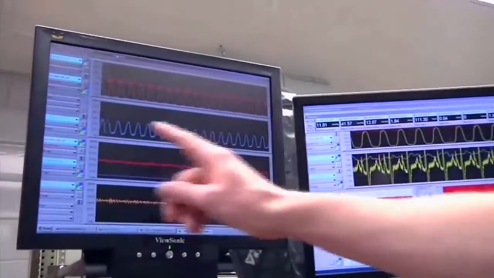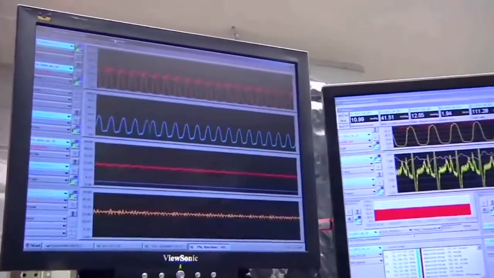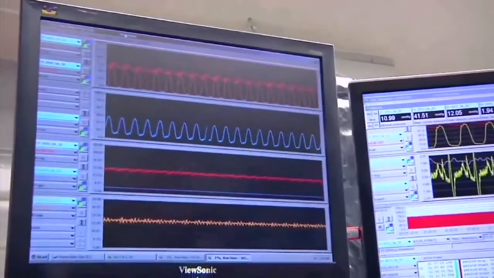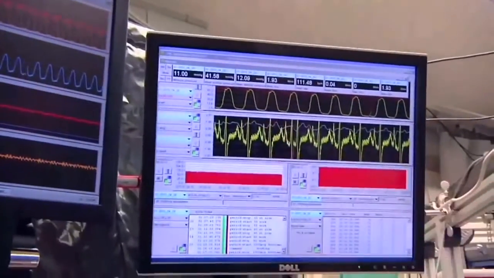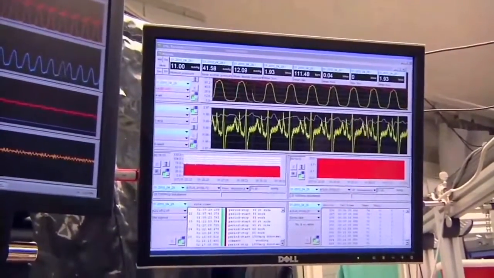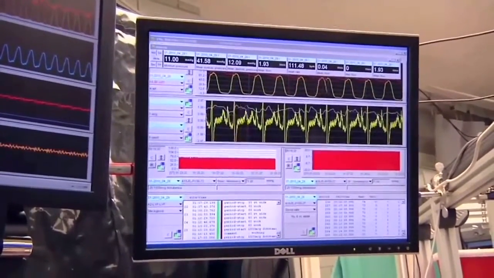You've got the left ventricle and the right ventricle, so that shows that we're getting good contraction of the heart. And over on the right-hand side, the ECG. So we're able to look at the electrical conduction system, make sure the heart's still working in normal sinus rhythm.